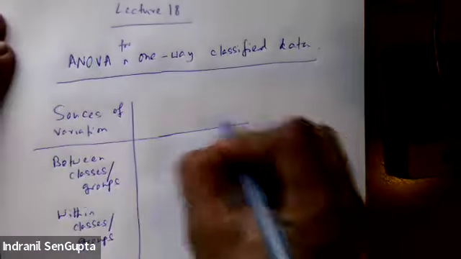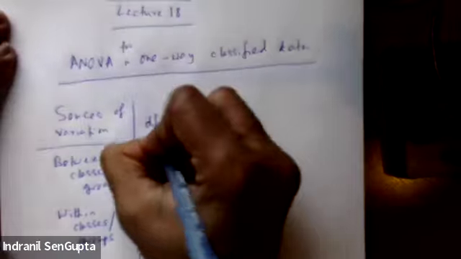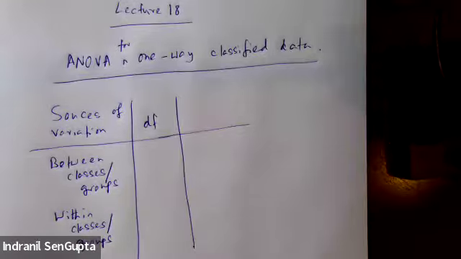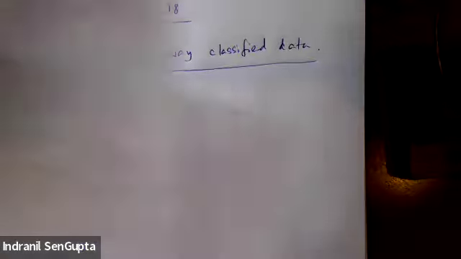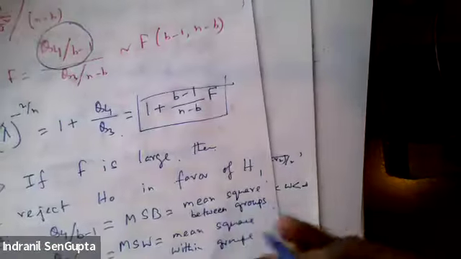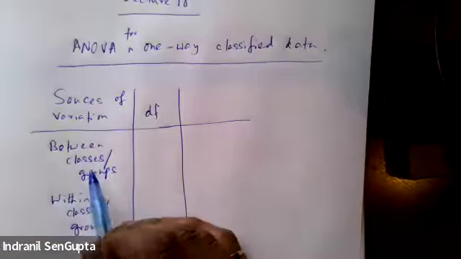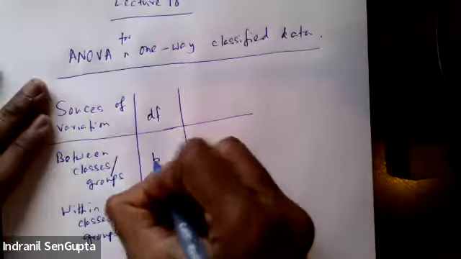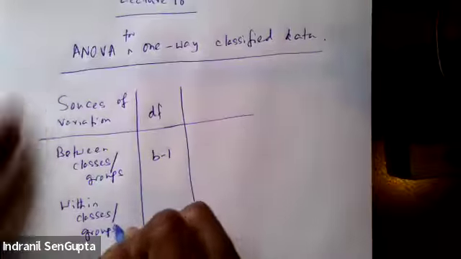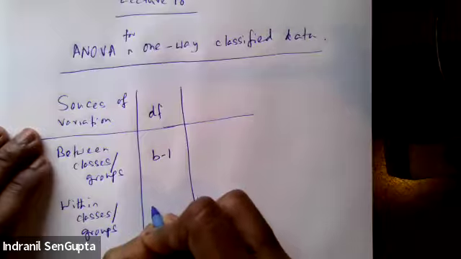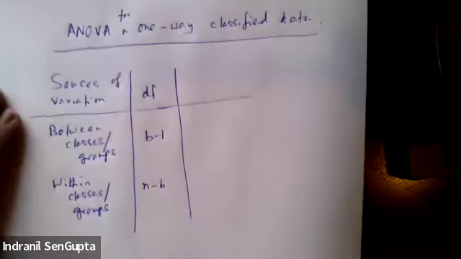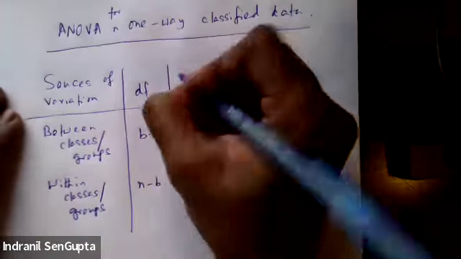Next, we have a column called degrees of freedom, and we have seen that there are two different degrees of freedom. Note that this is between groups and this is within groups. When it's between groups, its degrees of freedom is b minus 1. And when it's within groups, it's n minus b. That's the degrees of freedom, right?